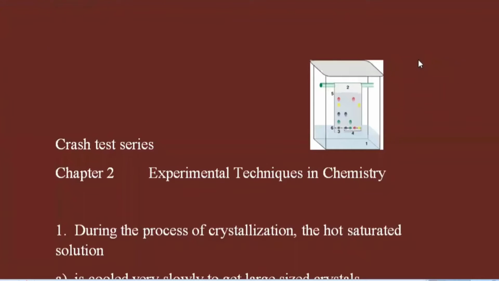Assalamu alaikum everyone. In this lecture we will discuss the second chapter of the FSC first year book. The chapter name is Experimental Techniques in Chemistry. In today's lecture we will discuss crystallization, sublimation, and solvent extraction. Our main focus will be on chromatography. So let's begin our lecture.